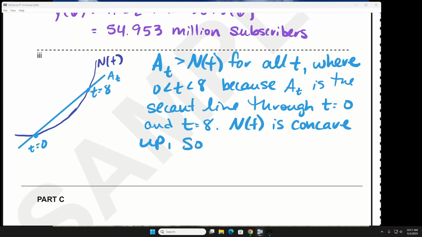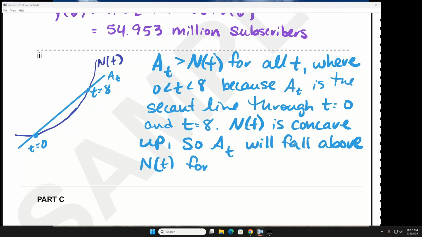All right, and then so A of t will fall above N of t for all 0 is less than t is less than 8. Now if it was beyond 8, then A of t is going to be less because it's going to be below it, and that's all due to the concavity of the graph.